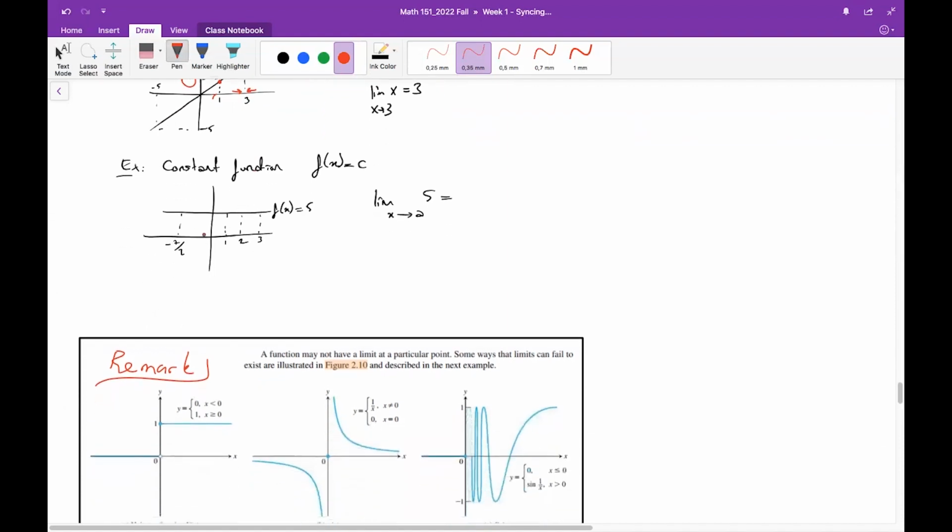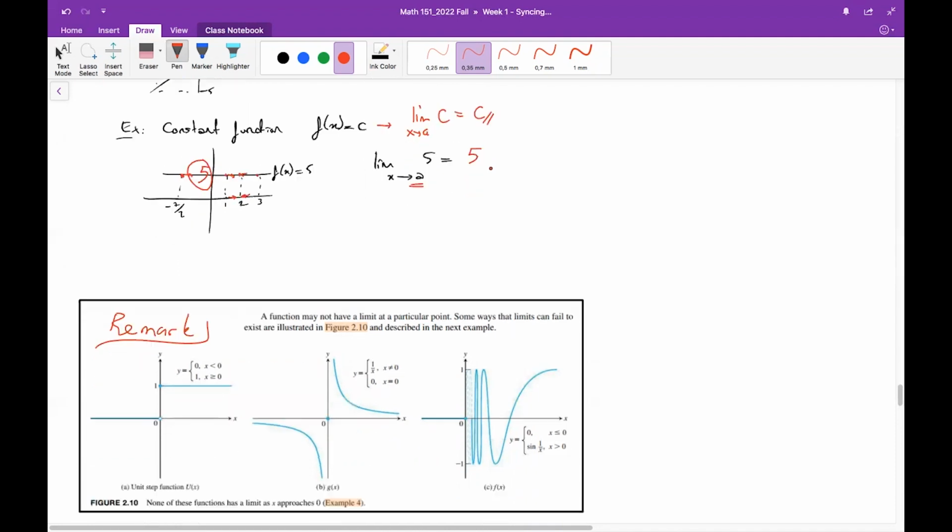Okay, what about a constant function? No matter which point you choose, all the evaluations are given as 5 in this particular case. For example, you can practice at the point 2, all the values are approaching this particular value 5. So in this case, where the constant function is defined as not 5, but C, no matter which point you choose, you will find this constant number C, okay?